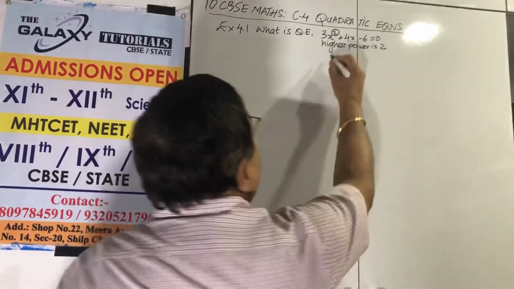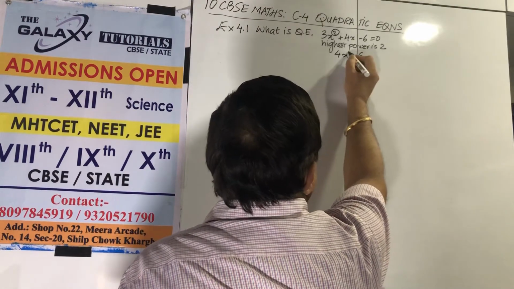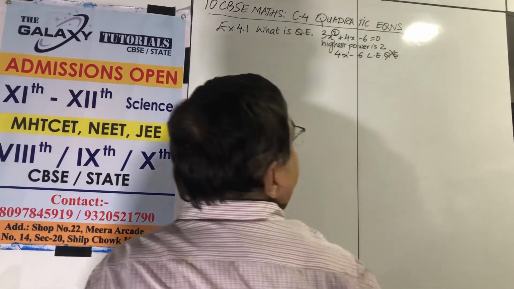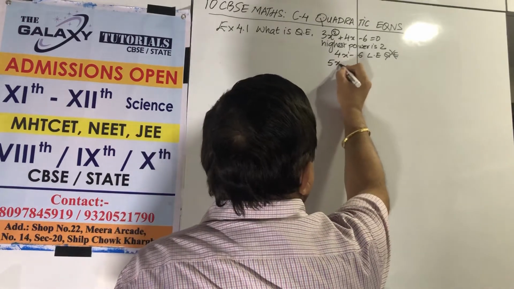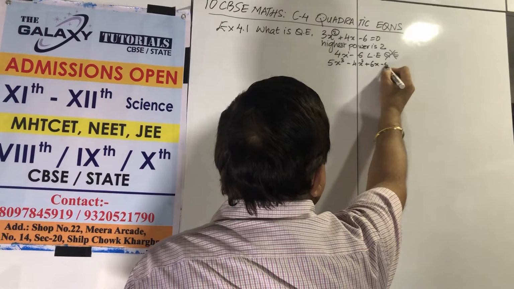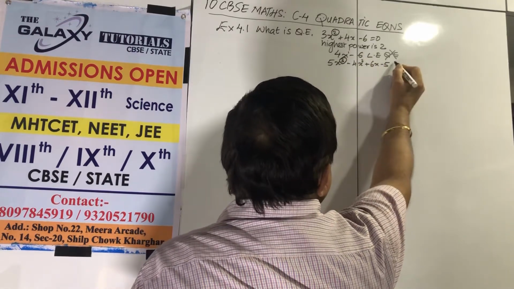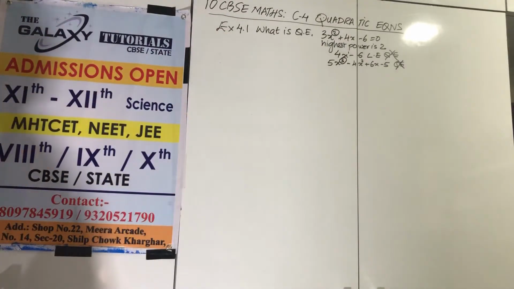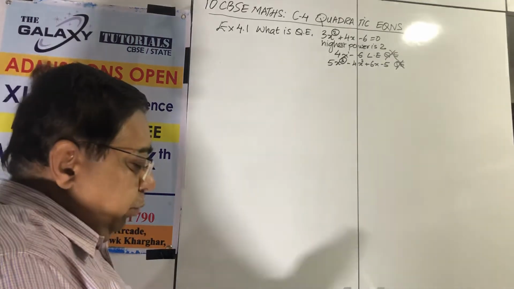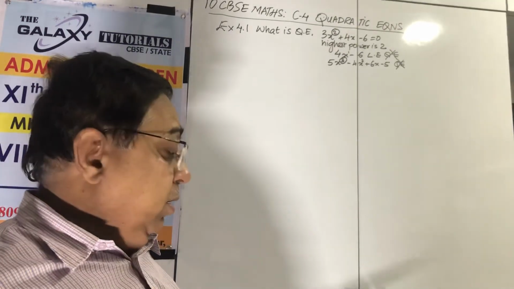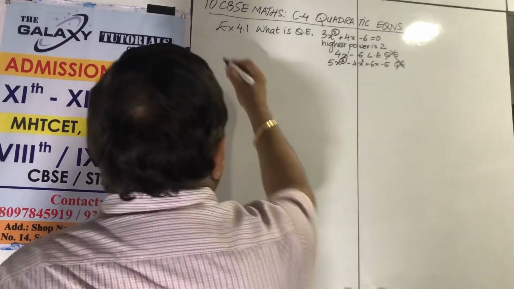So if it is 4x minus 6, this is degree 1. This is a linear equation, not a quadratic equation. If it is 5x cube minus 4x square plus 6x minus 5, you see this is degree 3. This is not a quadratic equation. So be very careful to decide what is a quadratic equation. We are starting with the first exercise which deals with this: how to write quadratic equations and what are quadratic. So first question is solve.